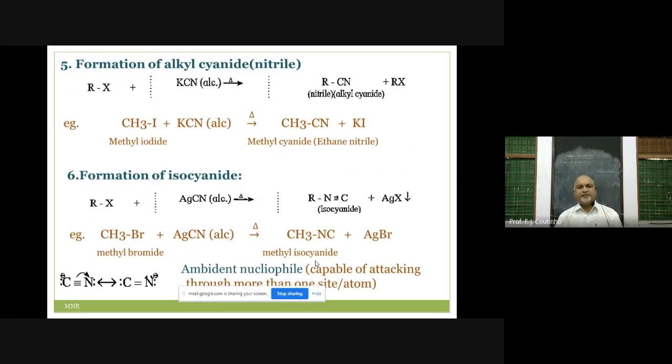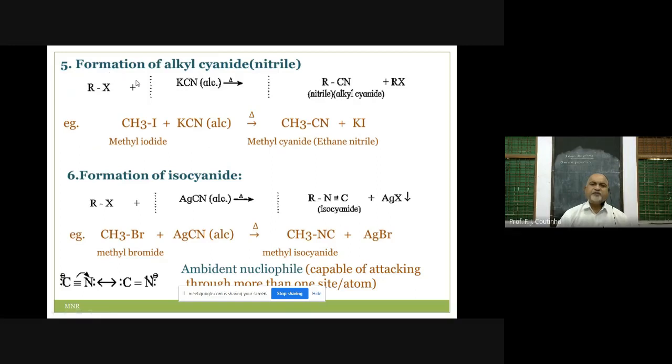Fifth, that is formation of alkyl cyanides. Now these alkyl cyanides are also known as alkyl nitriles. Now what is any cyanide? Any cyanide is poisonous. Any cyanide which is there in the environment, in the laboratory, is kept very carefully.